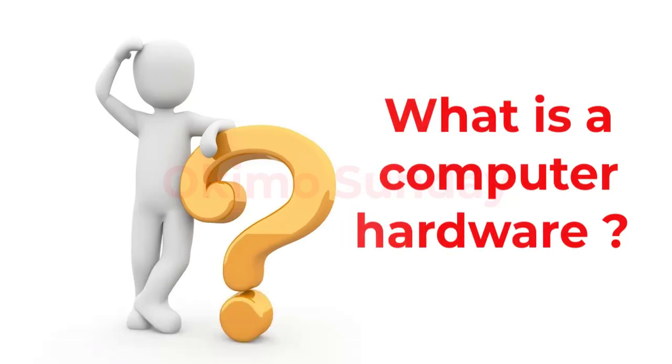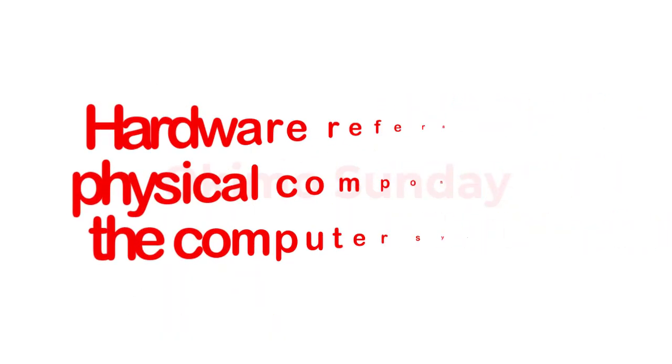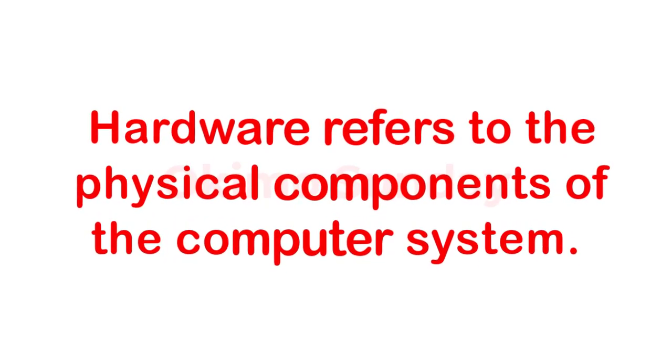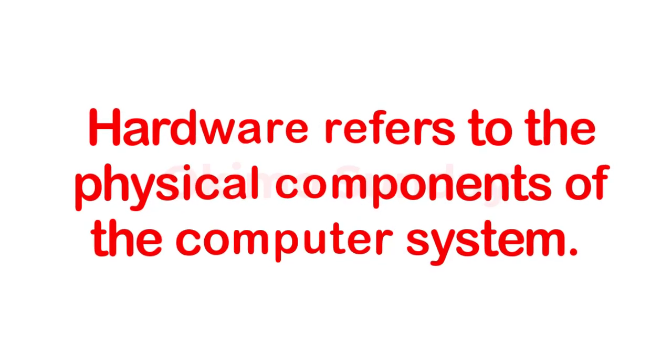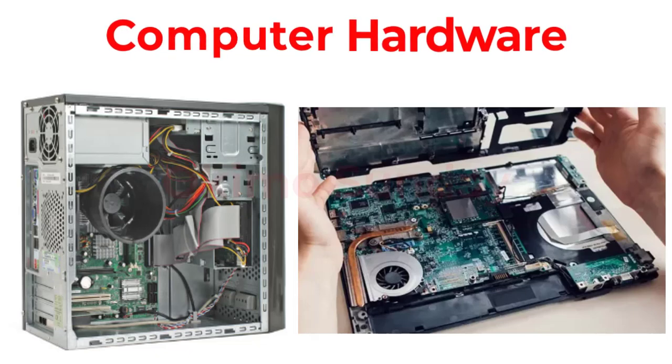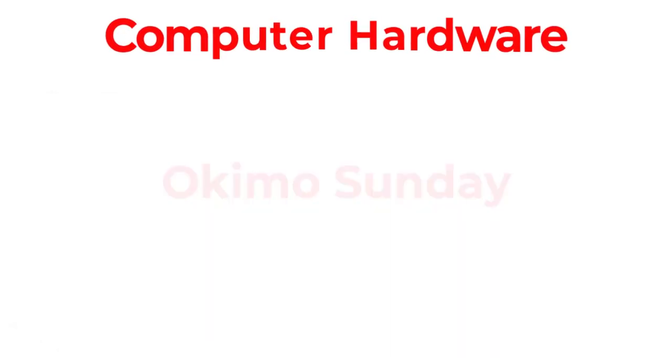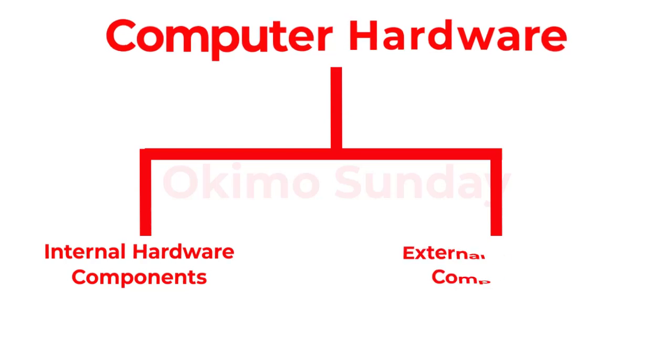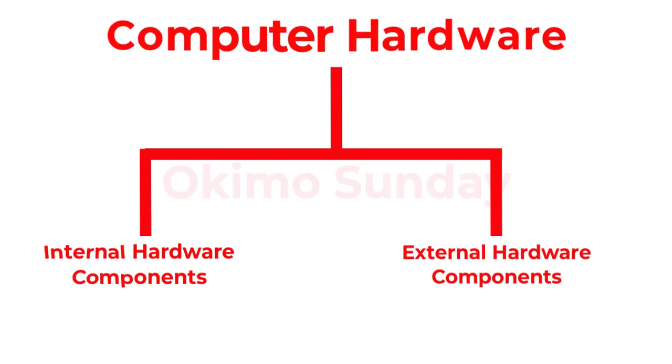Now, when we look at computer hardware, it refers to those physical components of the computer that you can touch and feel. There are two major parts of the computer hardware: the internal and external hardware components. I will expatiate and explain in detail on these internal and external hardware components of the computer.